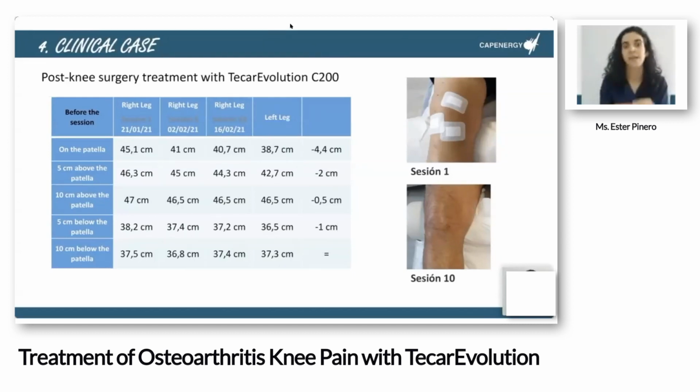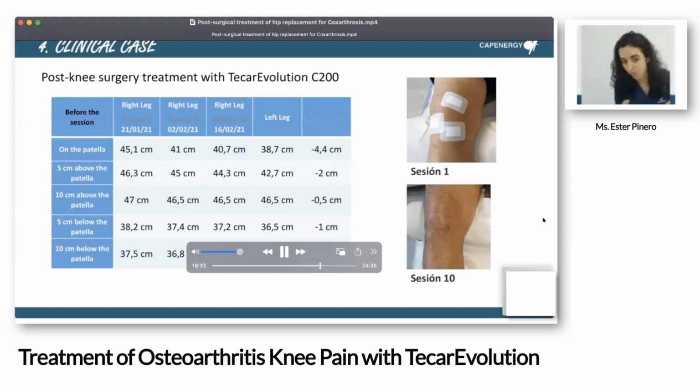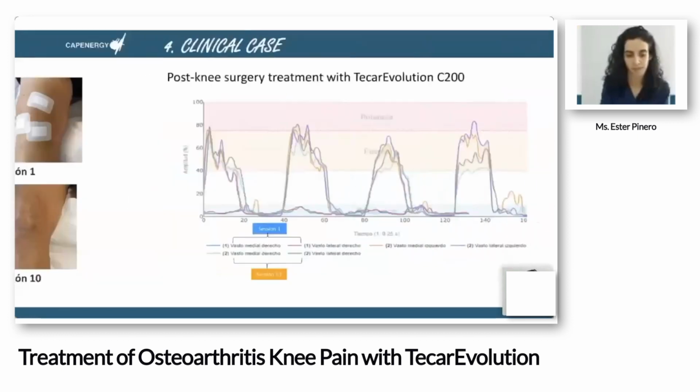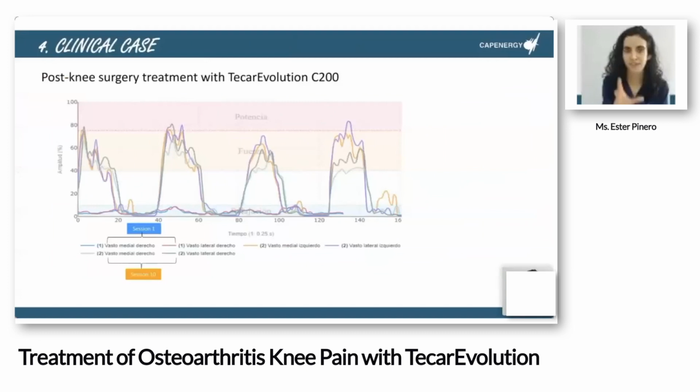Then we know that TECAR is very quick to have effects, because, if you see the patella, it's the point that we see more difference in the inflammation. You see that between the 21 of January till the 2 of February, we have a difference of 4 centimeters. Then it's a very good thing in 1 week, okay? And this is important. Then also here you see the strength of the patient.